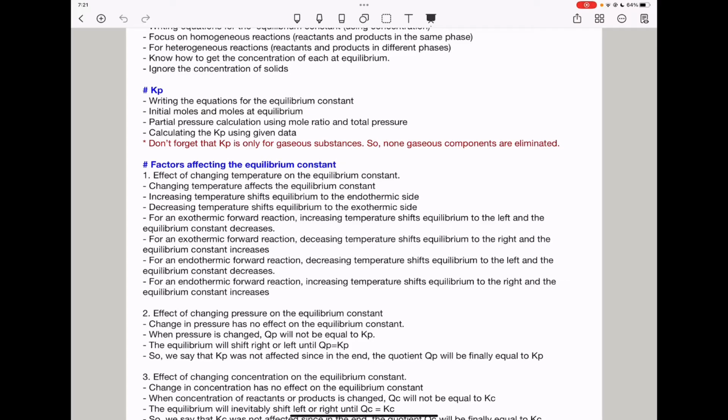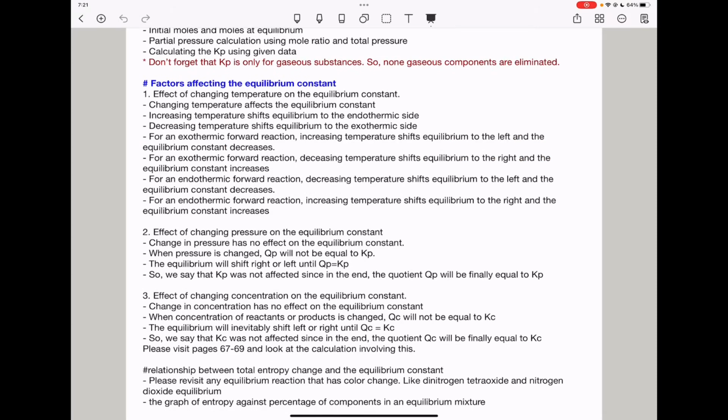So you need to know how temperature affects the equilibrium constant, and this question could come mainly in section A as well as section B. The next is the effect of changing pressure on the equilibrium constant. Actually, you should know that change in pressure has no effect on the equilibrium constant.